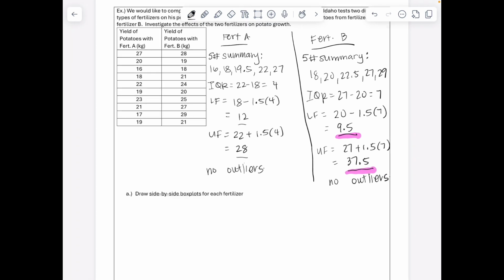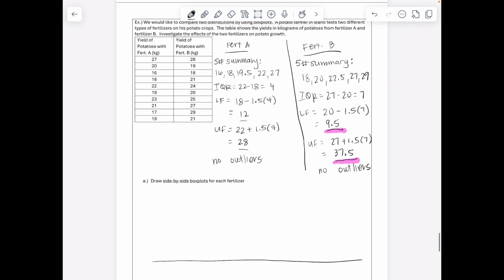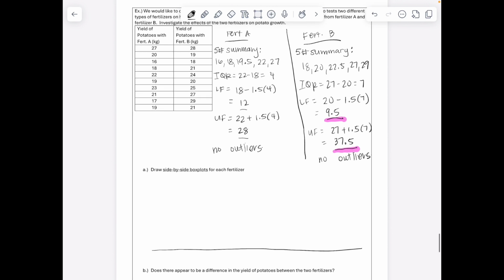So using this, I'm going to zoom out a little bit here so we can see the numbers as we're graphing. I'm going to go ahead and start at 5, and I'm just going to count by 5s out to 40. So 5, 10, 15, 20, 25, 30, 35, and then 40. You need to make sure you label your axes, and so what we're talking about here is yield of potatoes.